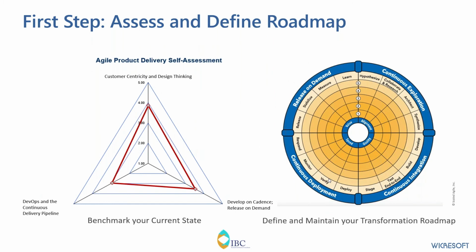So how do we get started? First, we're going to assess, and there is a self-assessment available for Agile product delivery. You can see that it's based on those 3 pillars in the beginning within the SAFe diagram: customer centricity and design thinking, developing continuous delivery, DevOps in the continuous delivery pipeline, and develop on cadence and release on demand.